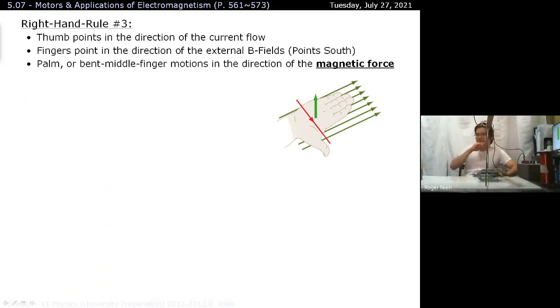Okay, I hope that's enough time for you to jot down what was listed over there. Okay, so this is called right-hand rule number 3, also known as the motor rule, depending on the textbook you read. And here's how the shortcut works.